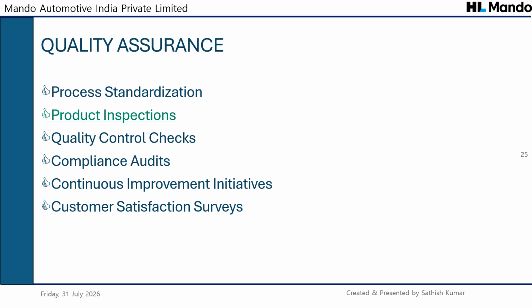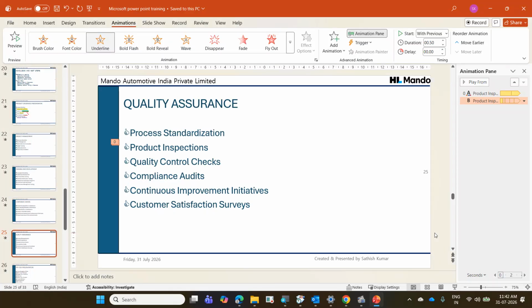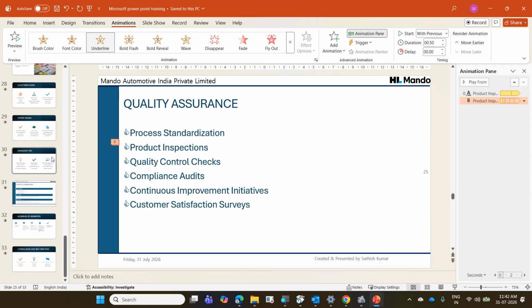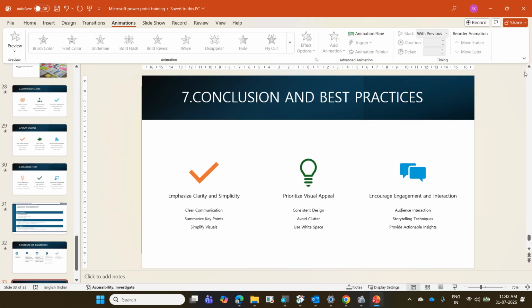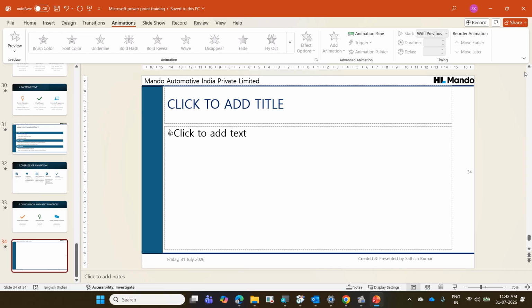Let us go to any slide. As of now, I'm closing the animation pane. I'm going to insert a new slide. Control M. Let us discuss pictures. So I have inserted a new slide, and we'll discuss pictures and slide layout.